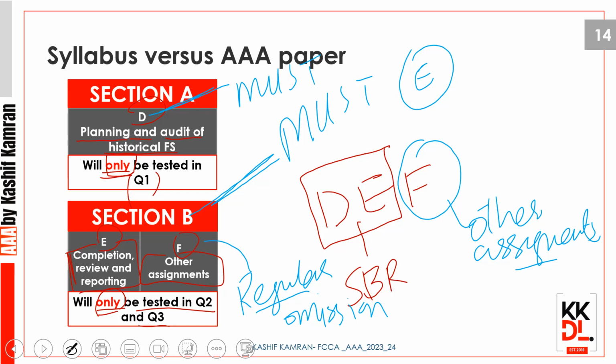So that means syllabus areas D and E become important because they are mandatory. They also involve the SBR knowledge, and you cannot survive the AAA paper if you are weak on syllabus areas D and E, because one question from E and one question from D is a must. F sometimes comes, sometimes doesn't. Is everyone clear so far on D, E, F? And is everyone clear with A and B? Any problems, any confusions with it?